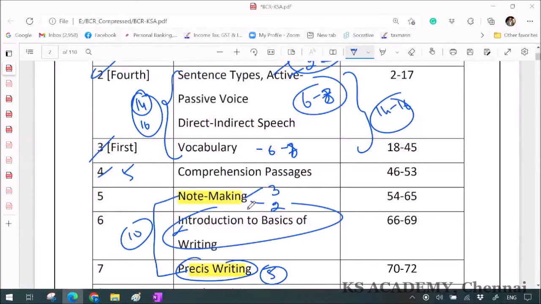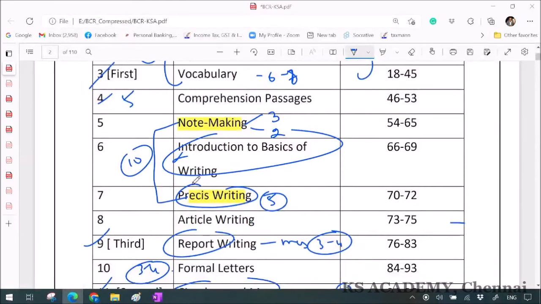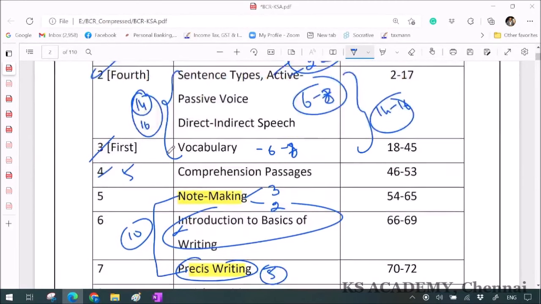Then in vocabulary, anything they can give, synonym, antonym, phrasal verbs, then collocation, denotation, connotation, anything they can ask you, 6 to 8 marks. And of course idioms for sure they'll ask you. Then do not ignore note making and Precis writing, 10 marks in your pocket, 100% question. Then comprehension, guarantee 5 mark question.